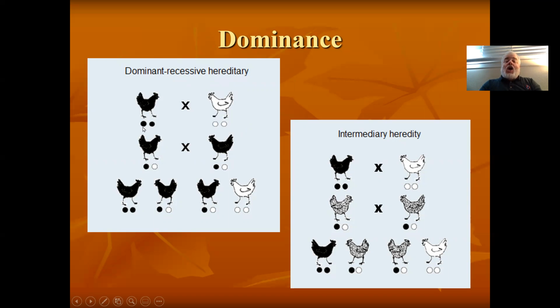So if I take a homozygous black chicken and cross it with a homozygous white chicken, you notice 2 copies of the black gene, 2 copies of the white gene, what am I going to get? Well, let's assume this is the male. The male can only donate the black gene. The female can only donate the white gene. And so the children are going to be half and half.